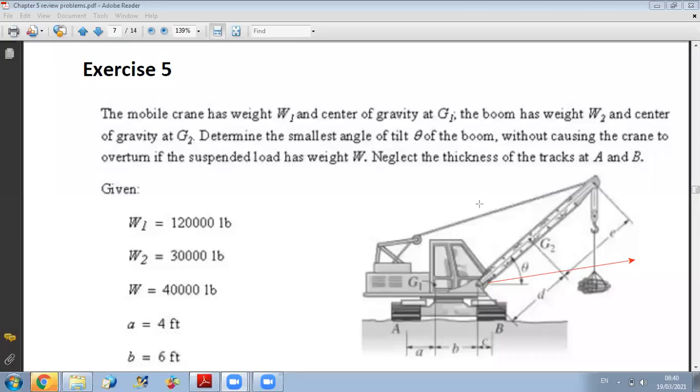Okay, so here they said determine the smallest angle to not have tipping over. So I cannot go below it. They are measuring the angle from the horizontal. I cannot go below this angle because if I go below, the moment of weight G2 and the moment of the weight of the load will increase and become stronger than the effect of the moment of weight G at G1. This will cause tipping over in this direction.